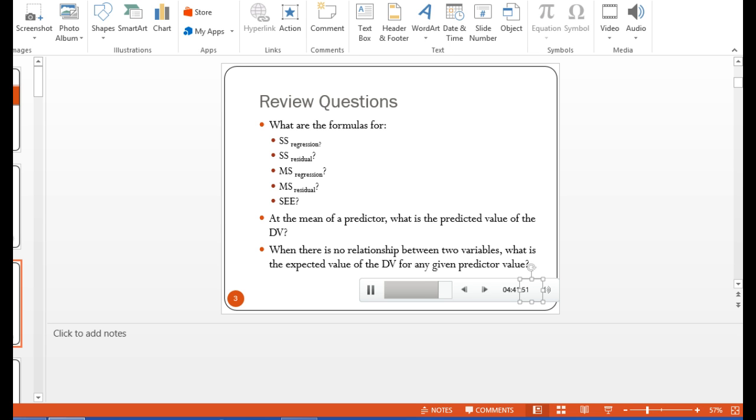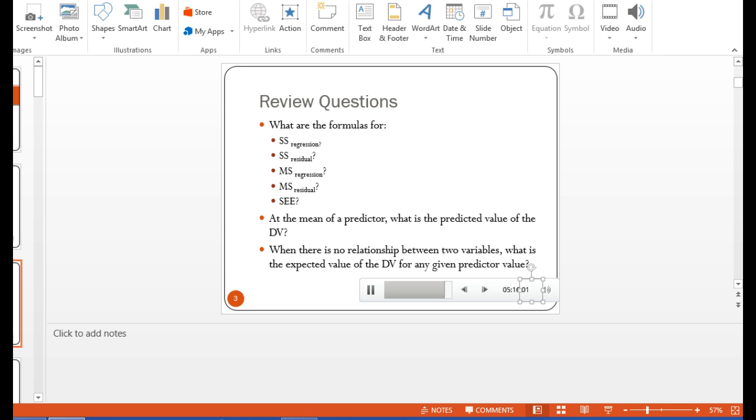Okay, so the SEE is the standard error of the estimate, and conceptually that is the standard deviation of the distribution of residuals. We don't want that standard deviation to be large because that means that we're not predicting well. We get the SEE by square rooting the MS residual, and we can also get it by the formula of the standard deviation of y multiplied by the square root of 1 minus r squared. So there are two ways we can get the SEE, which is kind of cool.